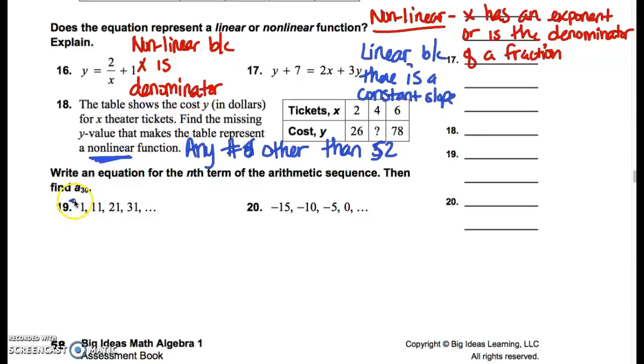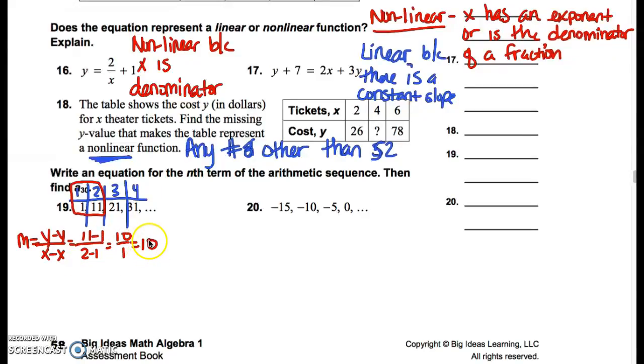So what we have to do here is basically create a table, like an input-output XY table. 1 is your first term, 11 is your second term, 21 is your third term, 31 is your fourth term, and so on. Before we can write an equation, we have to have a slope. So keep in mind, to find your slope, we have to do y minus y over x minus x. I'm just going to pick these first two right here. So y minus y, that's 11 minus 1. X minus x is 2 minus 1. So I get 10 over 1. So my slope is 10. So I know for my equation, part of it is going to be y equals 10x.